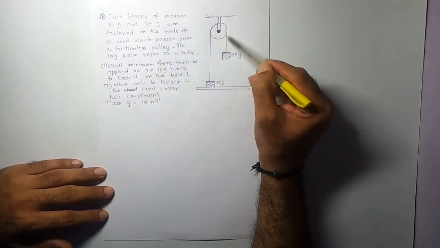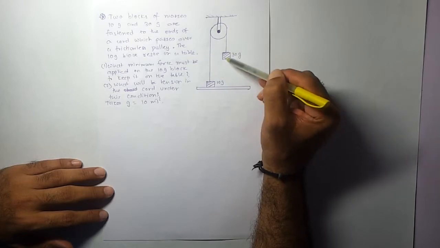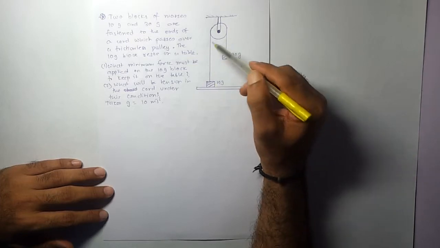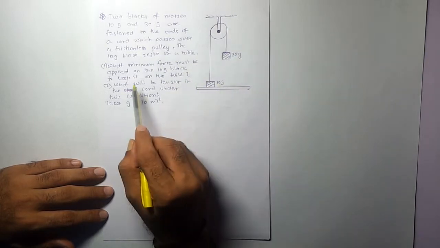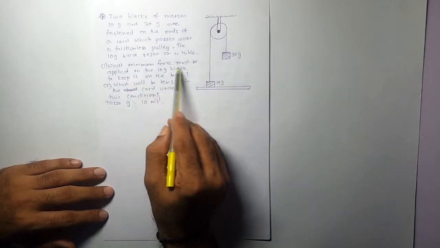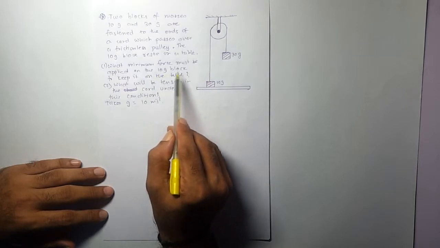So we have a frictionless pulley over here, and these are the two weights, 10 gram and 30 gram fastened over here, and the 10 gram block rests on a table. This 10 gram is resting on this table. The question is, what minimum force must be applied on the 10 gram block to keep it on the table?